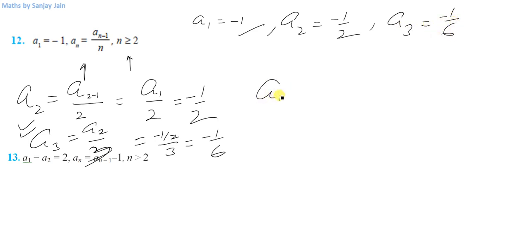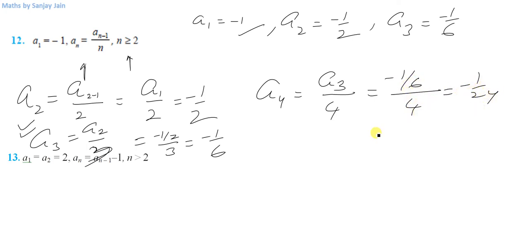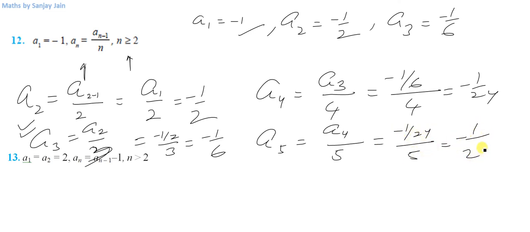And what about A4? A4 will be equal to A3 by 4, right? So it will be equal to minus 1 by 6 by 4, so minus 1 by 24. What about A5? A5 will be A4 by 5. So minus 1 by 24 by 5 will be equal to minus 1 by 120, right? A4 is minus 1 by 24, A5 is minus 1 by 120.